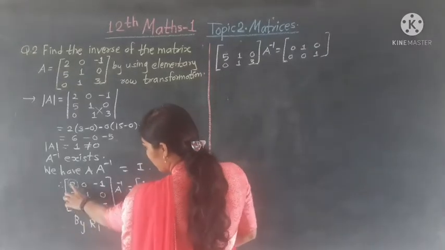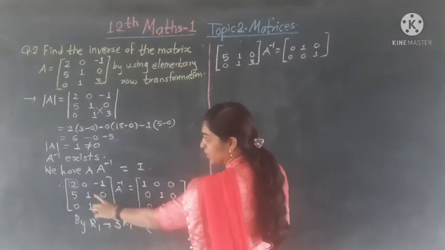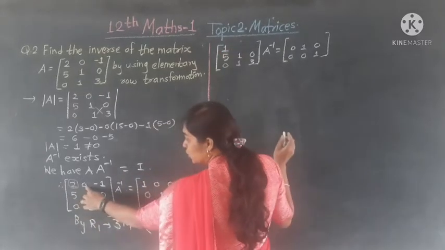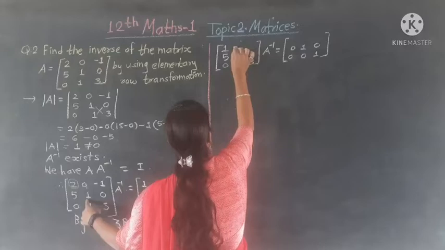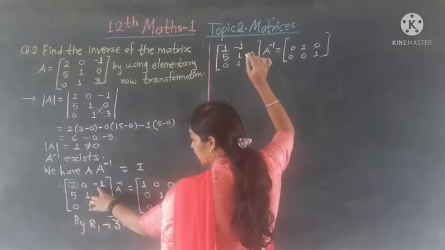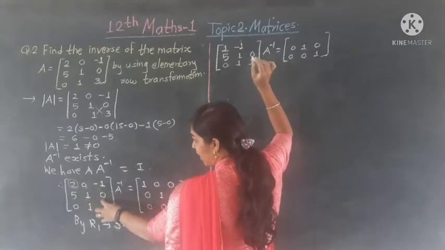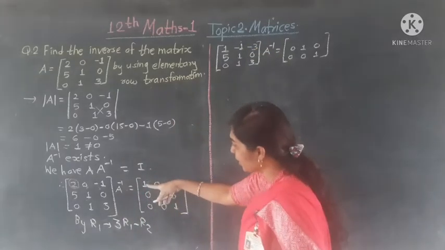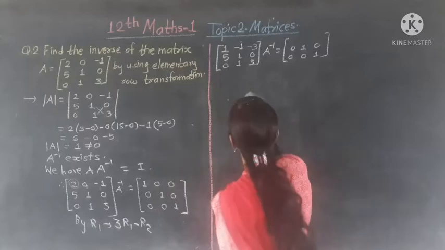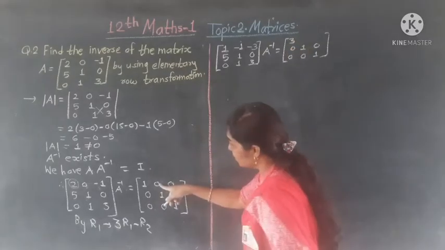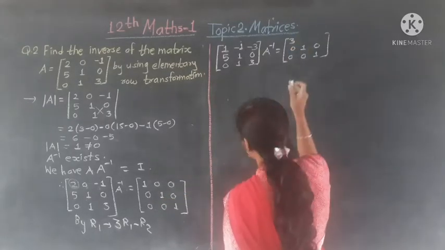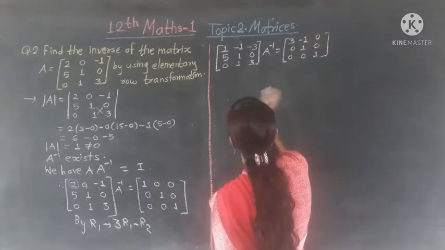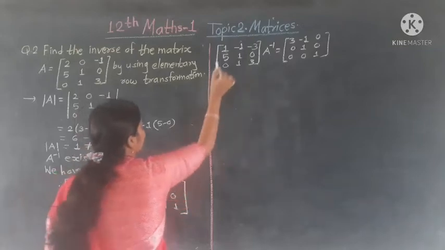What is the change in R1? Multiply R1 by 3. 3 twos are 6 minus 5 is 1, 3 times 0 is 0, 0 minus 1 minus 1. 3 times 1 is 3 minus 0 means here minus 3. Okay, multiply this by 3: 3 times 1 is 3 minus 0, 3 times 0 minus 1, minus 1, 0 minus 0, 0. Okay, first element we make 1.